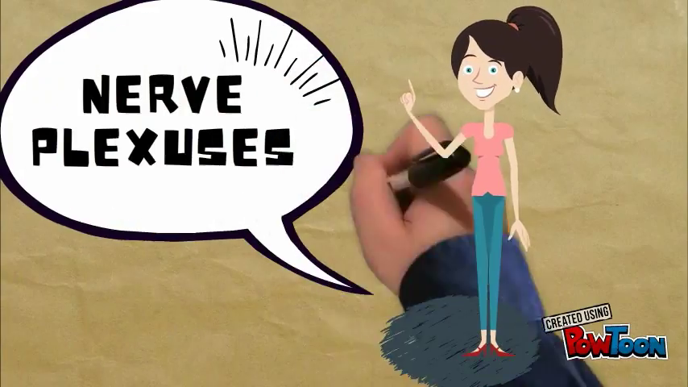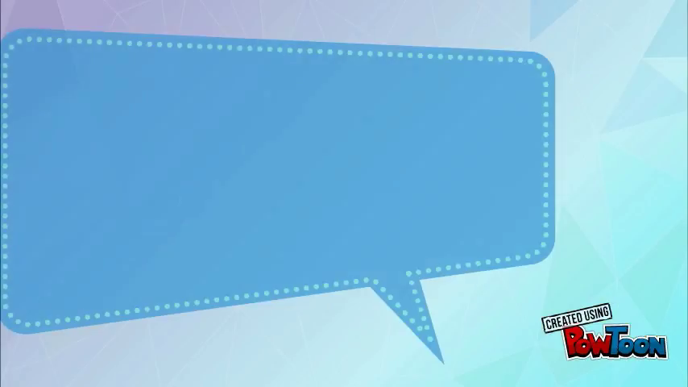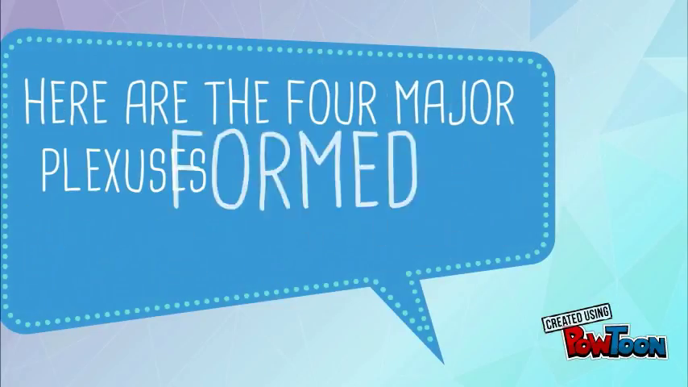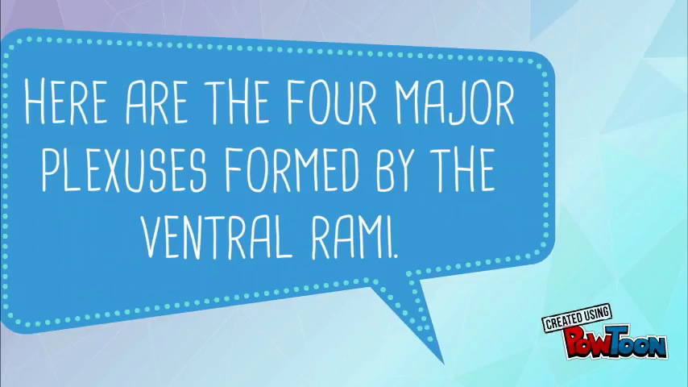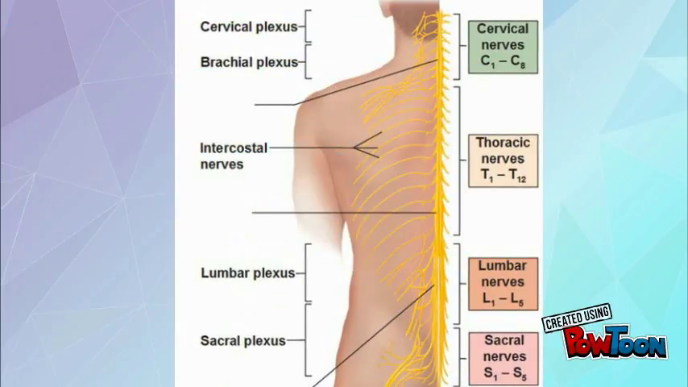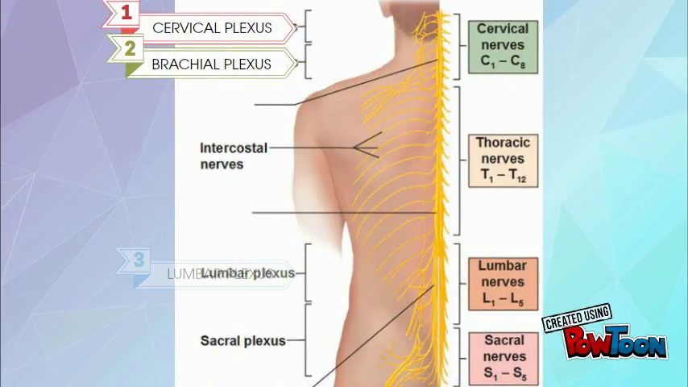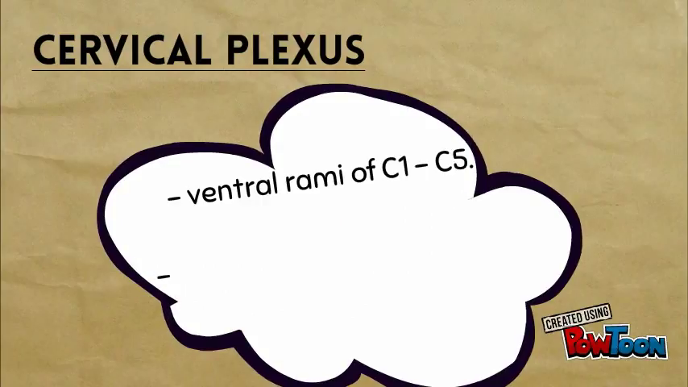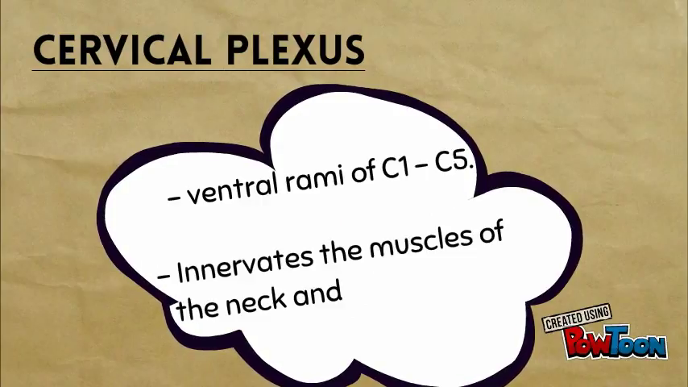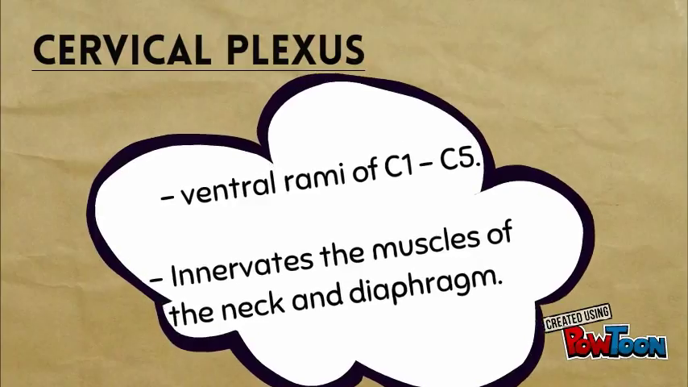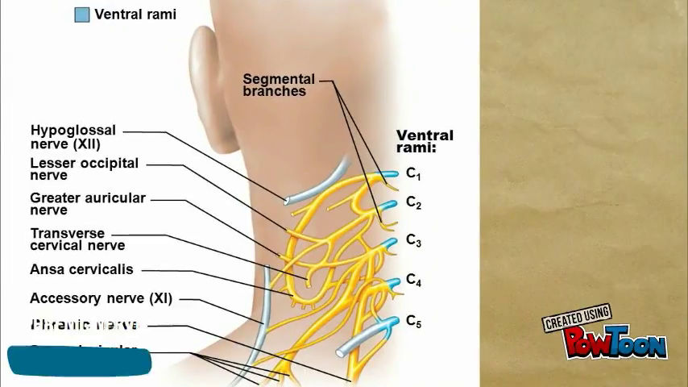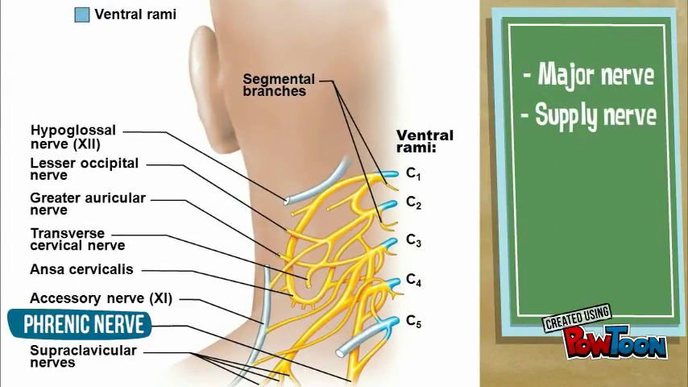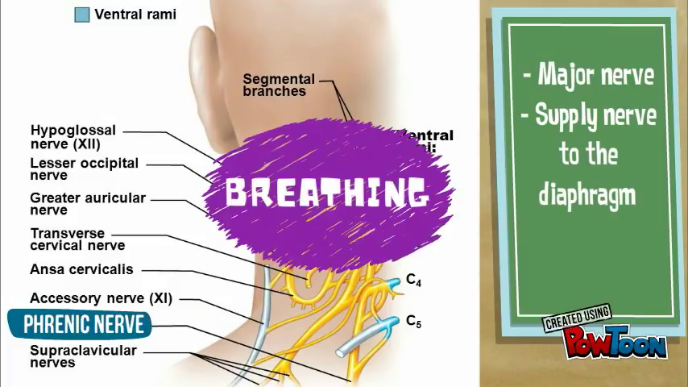Nerve plexuses! Here are the 4 major plexuses formed by the ventral rami. We have the cervical plexus, brachial plexus, lumbar plexus, and the sacral plexus. The cervical plexus originates from the ventral rami of C1 to C5 and innervates the muscles of the neck and diaphragm. The phrenic nerve is the major nerve of the cervical plexus. It supplies the diaphragm, which is the key muscle for breathing.